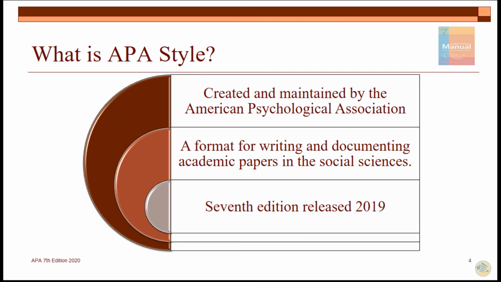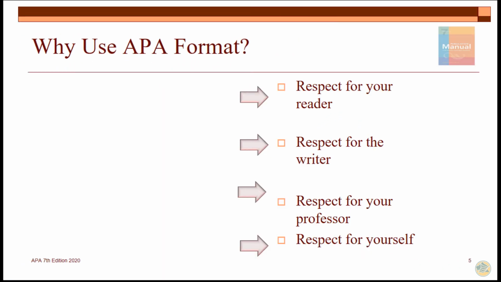What is APA style? It's created and maintained by the American Psychological Association, and it is a format for writing and documenting academic papers in the social sciences. The 7th edition was released in 2019 and is typically used by the College of Business, Psychology and Social Work, Education, and Criminal Justice. So why should we use APA format?